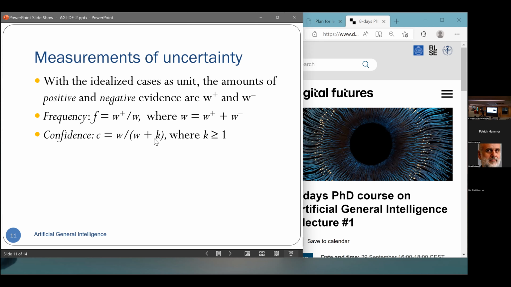And what is this K? This is what we call a personal parameter, a personality parameter. Actually, what we are doing here, you see this formula is very similar to this formula in the sense that this is positive compared to total. Total is positive plus negative. Okay? This is what? This is what you know compared to what you don't know yet.